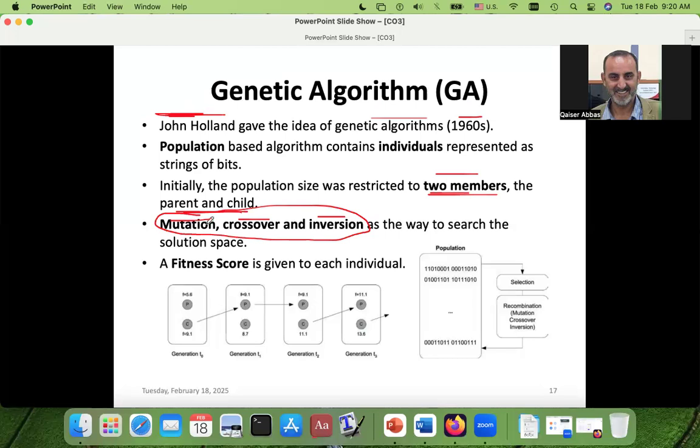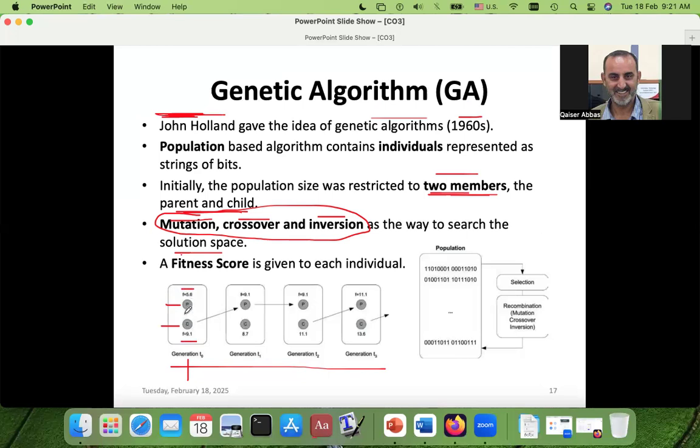And also for this mutation, crossover, and inversion, which two members are allowed for this? They normally introduce a fitness function which will calculate the fitness score for each member. For example, this figure is just giving you an idea. This is generation T0, and here you have one member which is P for parent and another member which is C for child, and they have the fitness 5.6 and 9.1.